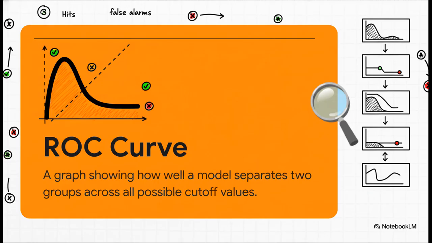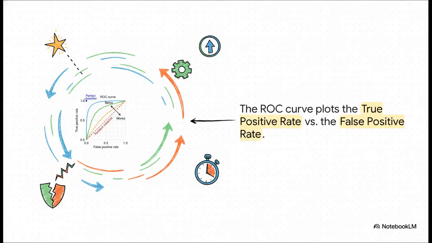It's not just one data point. It's a smooth line that shows us the trade-off between our hit rate and our false alarm rate across every single possible setting. Okay, so let's break down exactly what we're looking at here. I know it can look a little abstract at first, but this graph is telling a really specific story about how well our model works.